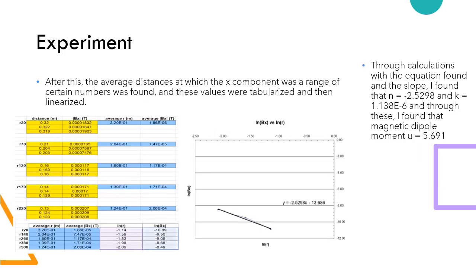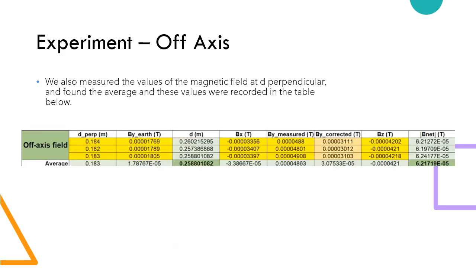After this, the average distances at which the X component was in a range of certain numbers were found, and these values were tabulated and then linearized. Through calculations with the equations found in the slope, I found that n is equal to minus 2.5298 and k is equal to 1.138 times 10 to the power minus 6. And through these, I found that the magnetic dipole moment equals 5.691.